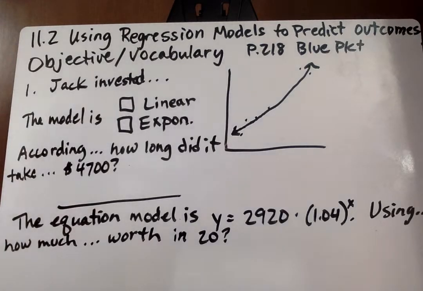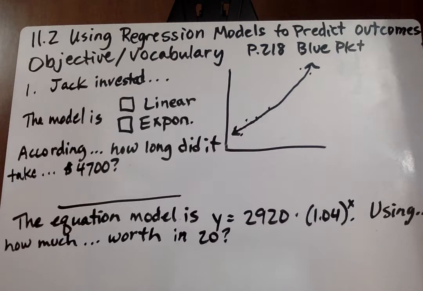We have a couple of vocabulary words here. Regression model, or line of best fit, is a line that best expresses the relationship between the points. Lines of best fit can be linear and exponential.